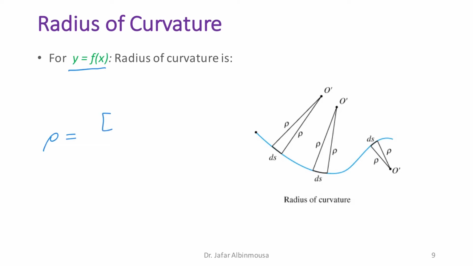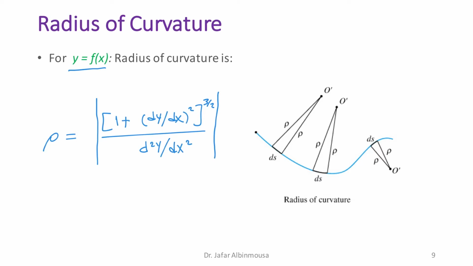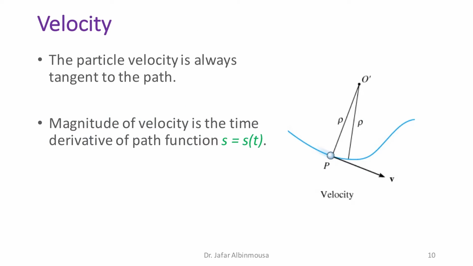Rho, which is the radius of curvature, equals 1 plus (dy over dx) squared, all raised to the power 3 over 2, divided by d2y over dx squared, and this has to be positive, and this is why we put the absolute value. Now, let's start characterizing the motion, and we will start with the velocity.